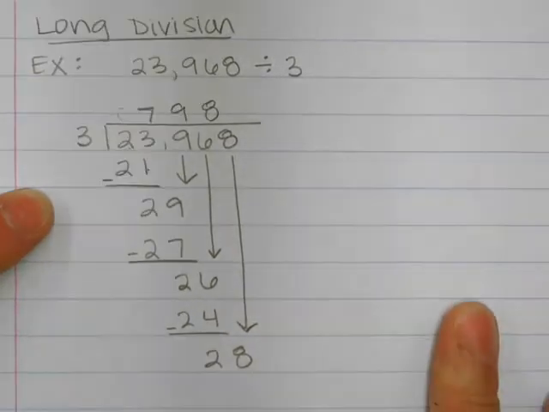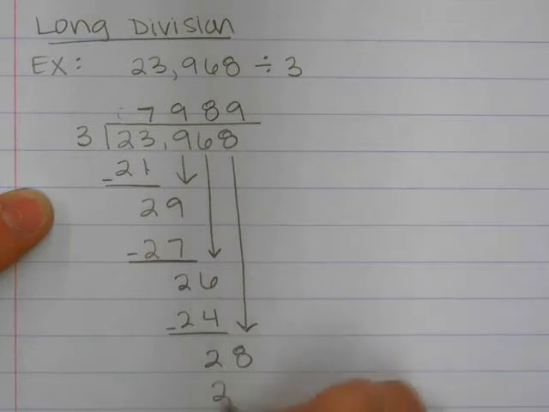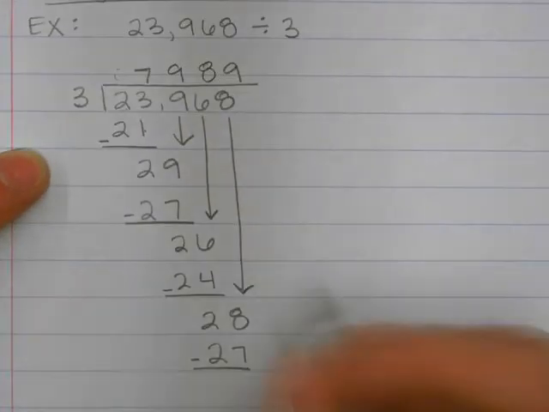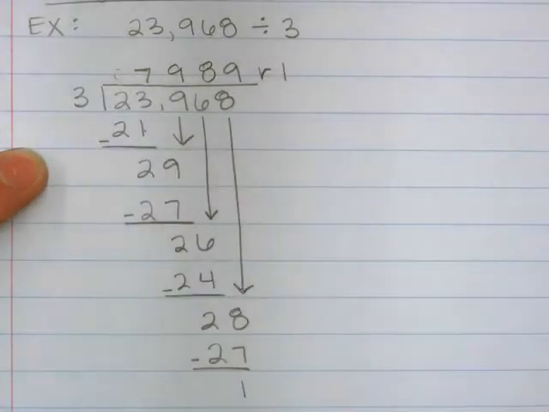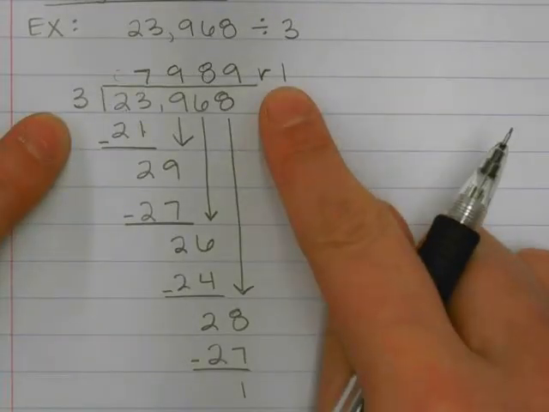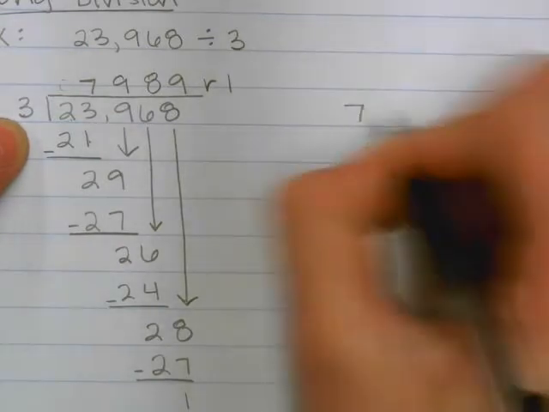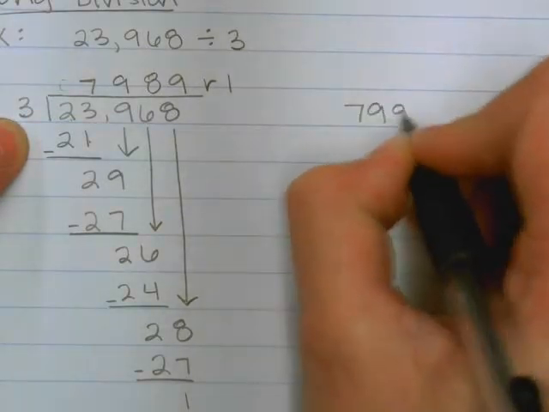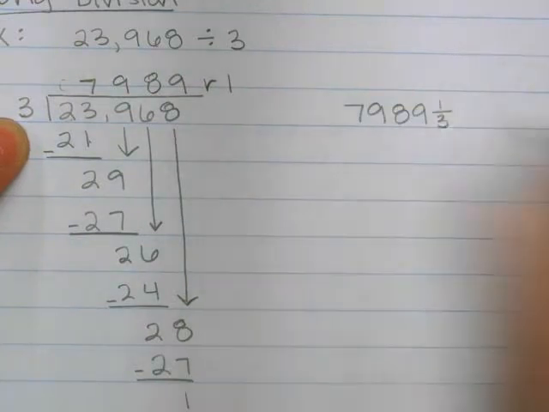And then we would say, how many times does 3 go into 28? And the answer is 9 again. So 3 times 9 is 27. And at the very end, we would have a leftover of 1. And in elementary school, you wrote remainder 1, and you left the problem like that. Well, in this case, that 1 still needs to divide by 3. And so we're going to say that this would be 7,989, and the 1 is continuing to be divided by 3, so that's 1/3.